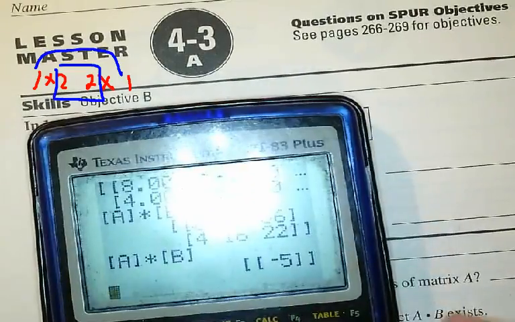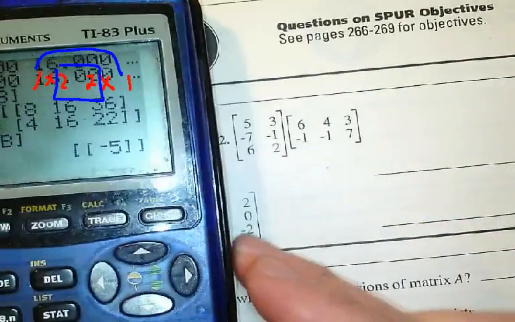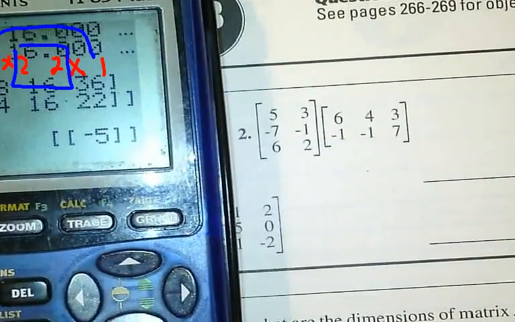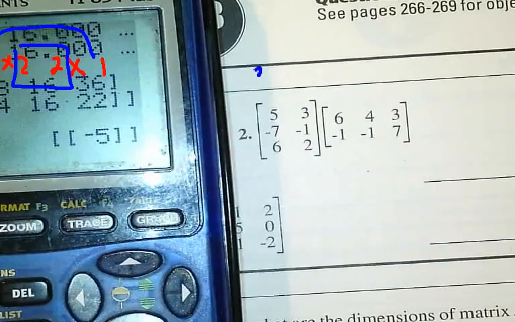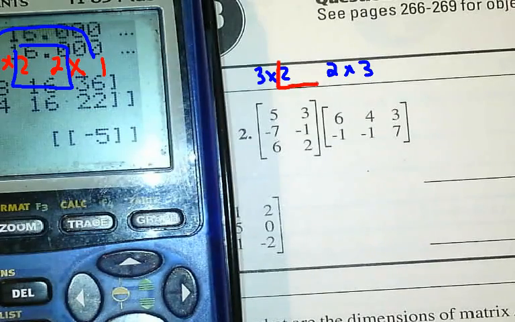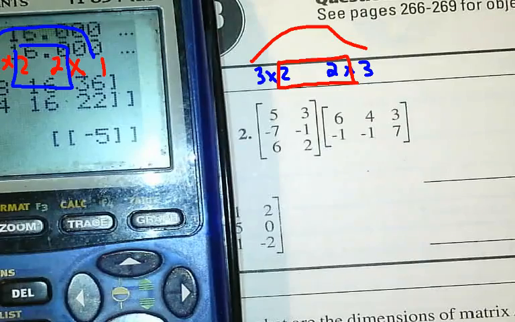So just to practice, we have to go to our matrix button. Now we're multiplying these two together. This one's a 3 by 2, and this one's a 2 by 3, right? So I know I can do it because these guys are the same size, right? And I know how big my answer is going to be. My answer is going to be a 3 by 3. So it's going to be 3 tall and 3 wide when I'm done, right? So let's see what we get.